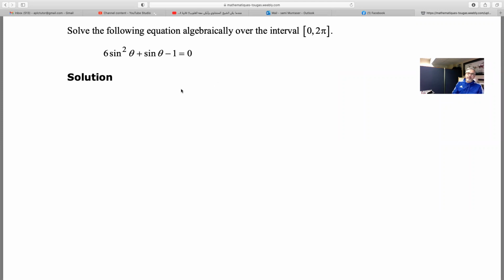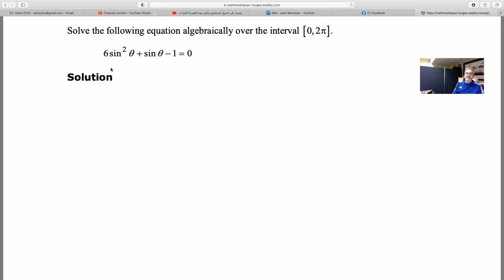So here's another pre-calc final exam question. Solve the following equation algebraically over the interval between 0 and 2 pi, and the 0 and 2 pi are included because of the square brackets there. So the first thing you need to do is look at this as a trinomial. It's a quadratic.